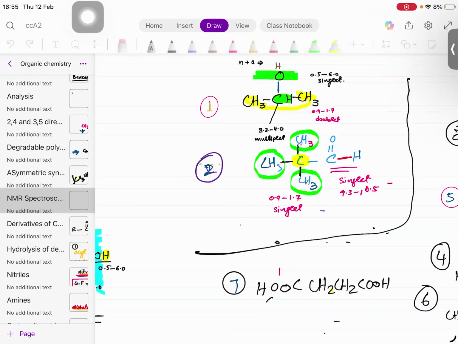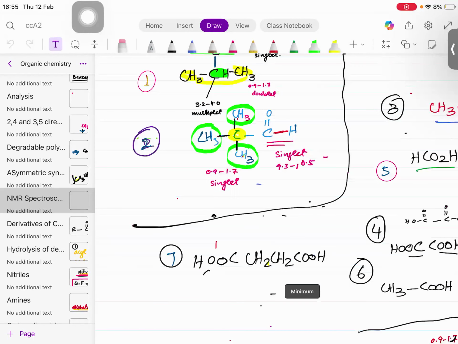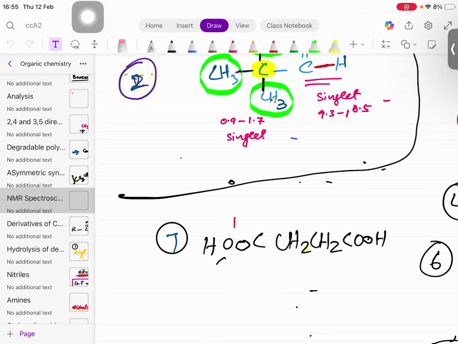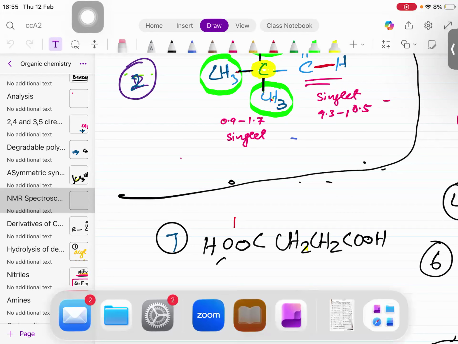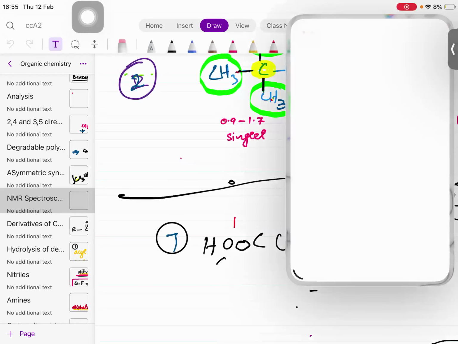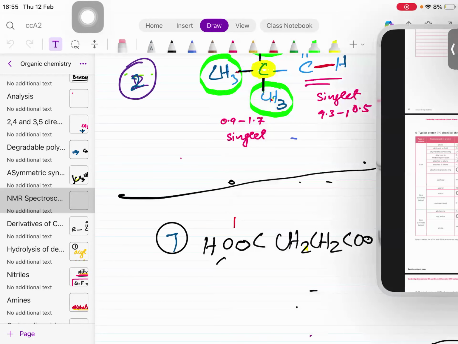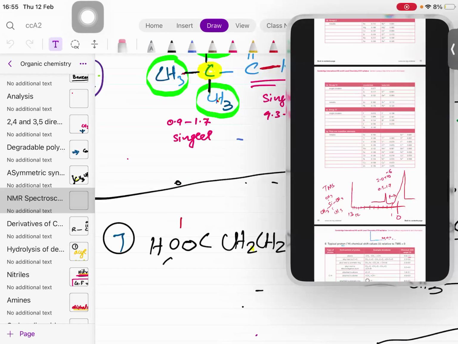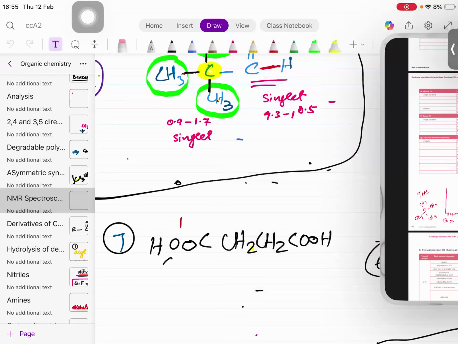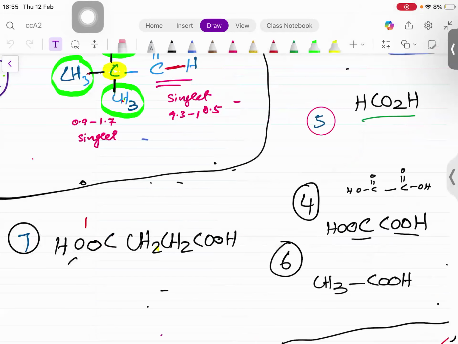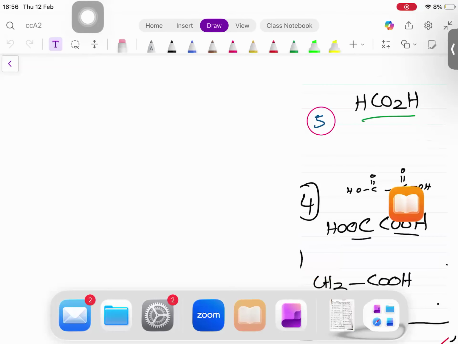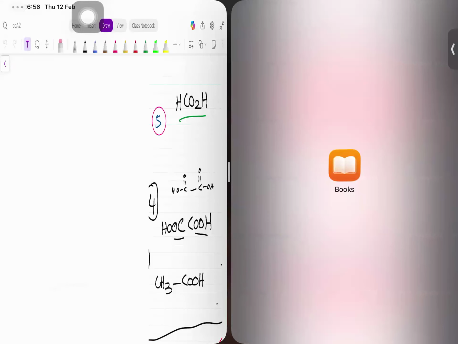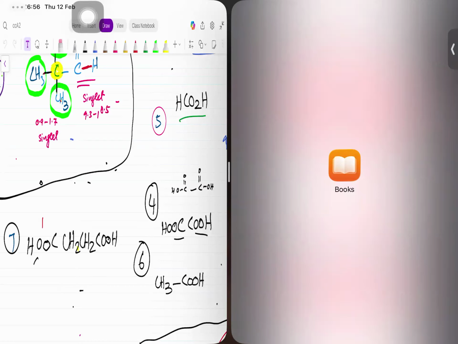Okay, here. This is number 7, which you have to tell me. Two peaks? Why two peaks? Because C double bond O and H make one peak, and CH2 and CH2 make the second peak. Can you tell me the chemical shift values and their splitting patterns? So C double bond O will have 9.0 to 13.0, and they'll be singlets? Both COOH, you are right.